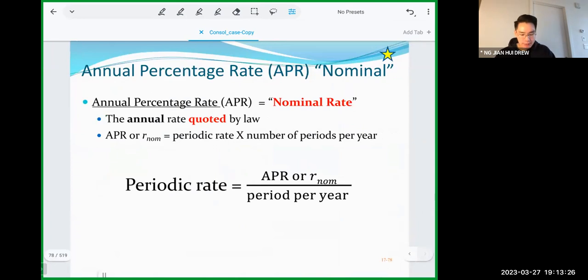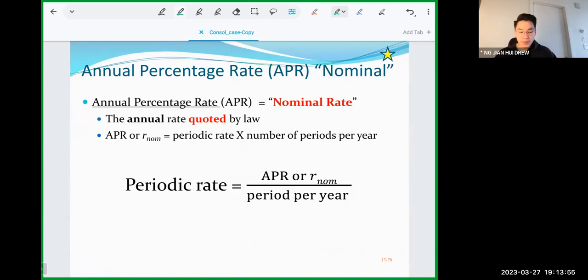Okay. So that's the example. But the next thing we would like to talk about is this idea of annual percentage rate, or nominal rate, versus this other thing called periodic rate. So what is nominal rate? The terminology is quite important because we'll use this idea of nominal rate, or APR, in subsequent lectures as well. So we need to understand what it means.